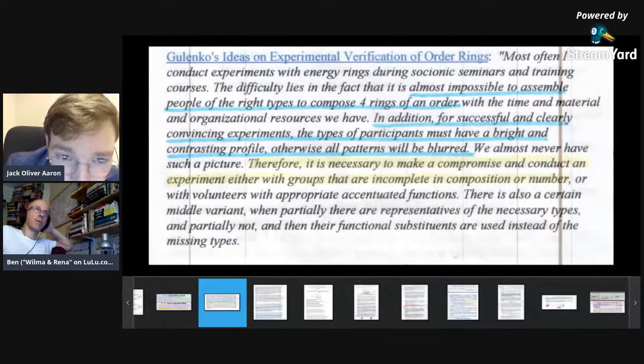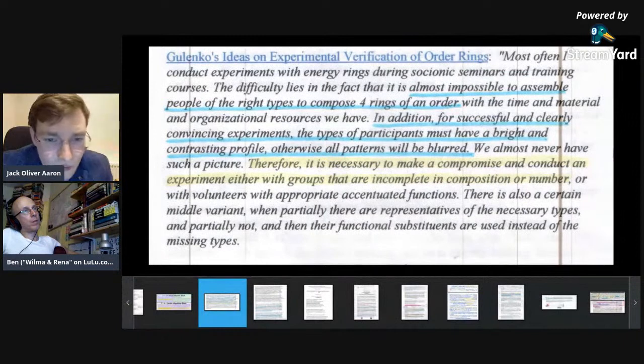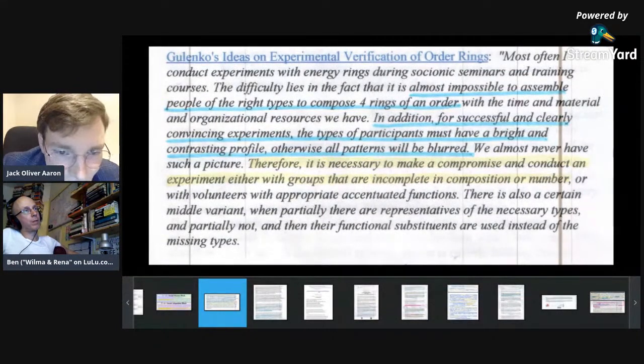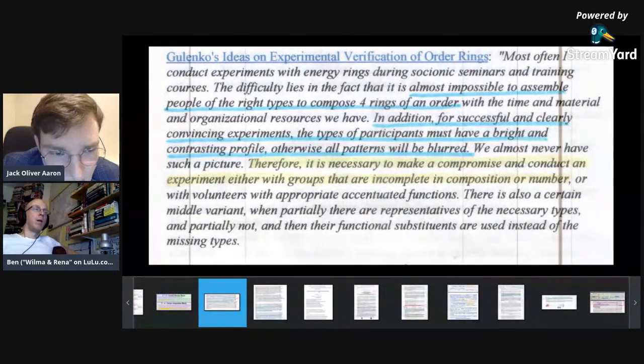In addition, for successful and clearly convincing experiments, the types of participants must have a brighter, contrasting profile. Otherwise, all patterns will be blurred. We almost never have such a picture. Therefore, it is necessary to make a compromise and conduct an experiment either with groups that are incomplete in composition or number, or with volunteers with appropriate accentuated functions. There is also a certain middle variant when partially there are representatives of the necessary types and partially not, and then their functional substituents are used instead of the missing types.